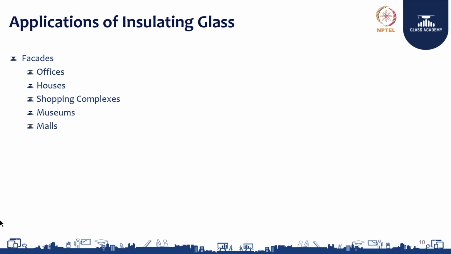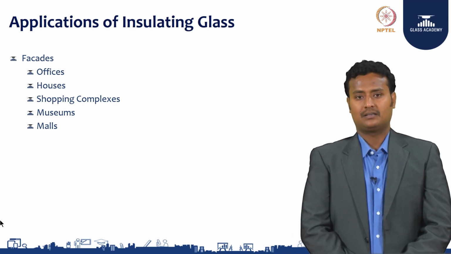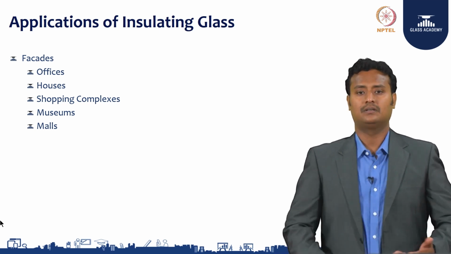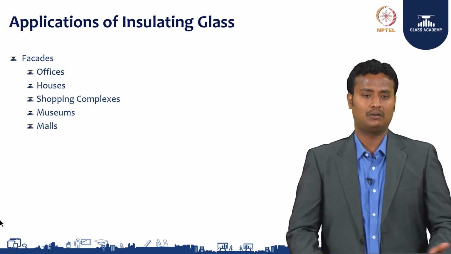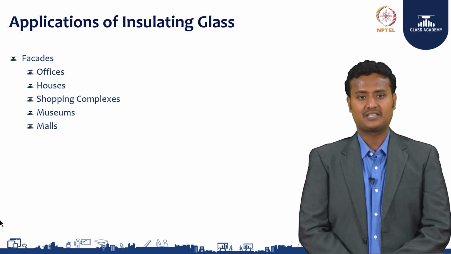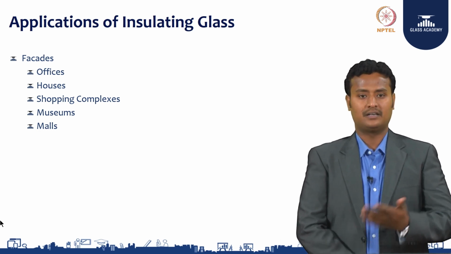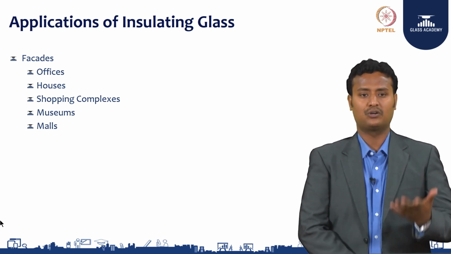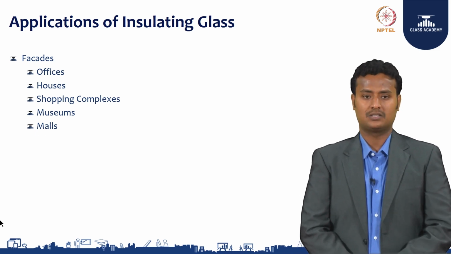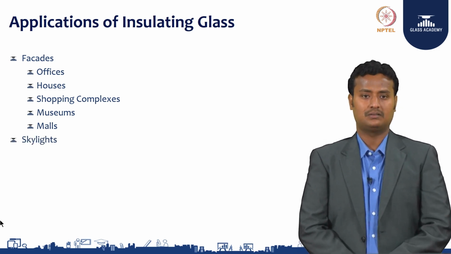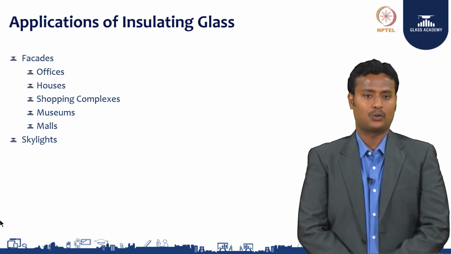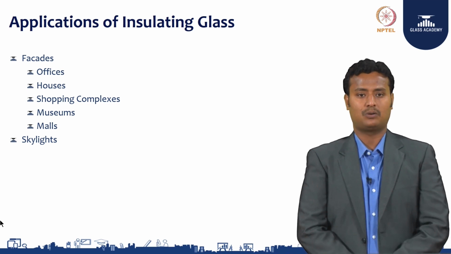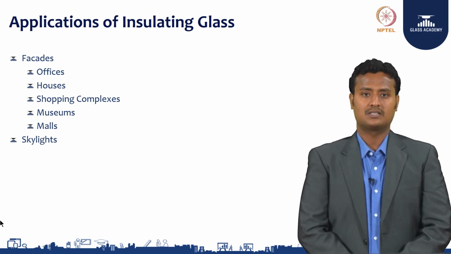Let us see applications of the insulating glass unit. So, having said that, the usage of IGU on facades is massive nowadays, whether it is offices, houses, shopping complexes, museums, malls or skylights. So, the applications widely used so far are in locations like facades, offices, houses, shopping complexes, museums, malls and skylights.